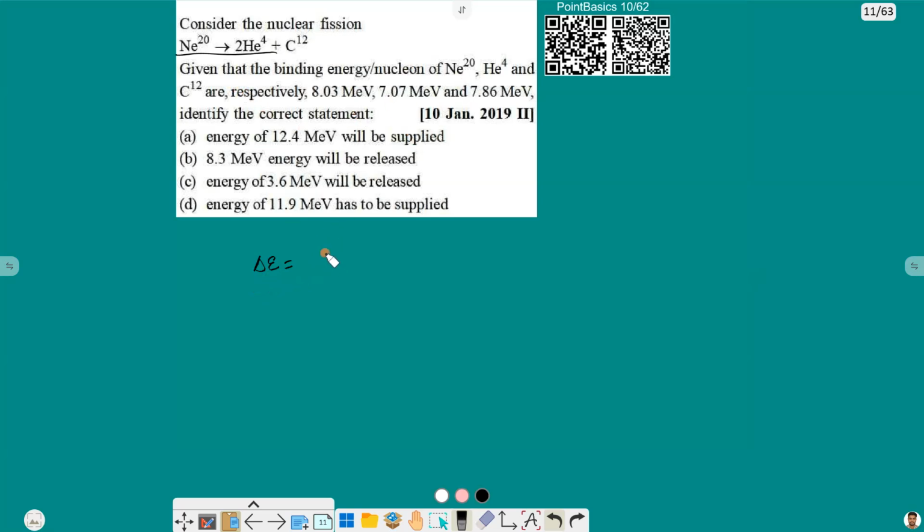So the total binding energy of the parent will be 20 times, as it has 20 nucleons, and these numbers are binding energy per nucleon. So 20 × 8.03 minus, for the daughter, that will be 2 × 4 × 7.07, that is for helium, and for C-12 that will be 12 × 7.86. So when we solve this, we will get 9.72 MeV.